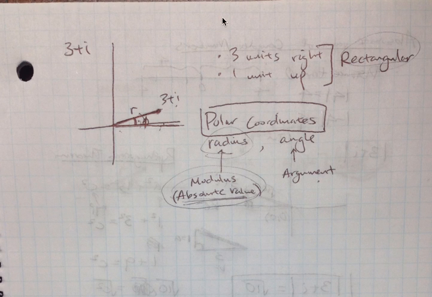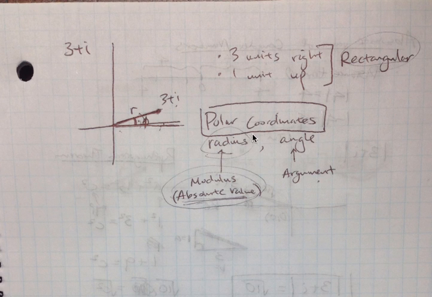In the same way, rectangular tells you how many units to move to the right, to the left, how many units to move up or down, and that's one way to get to this final point, 3 plus i. Now, when we talk about polar coordinates, there's a radius and there's an angle. So to get to that same point, instead of doing the right and the up, we say, to get to 3 plus i, you need to go r distance away from the origin, and you want to be phi angle up. So now we have a radius and we have an angle.